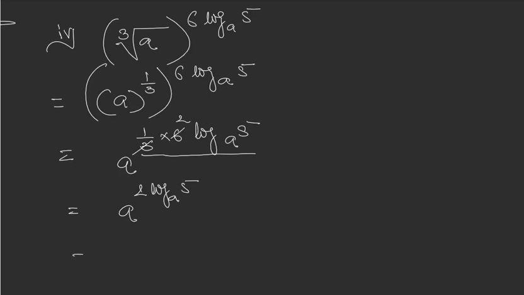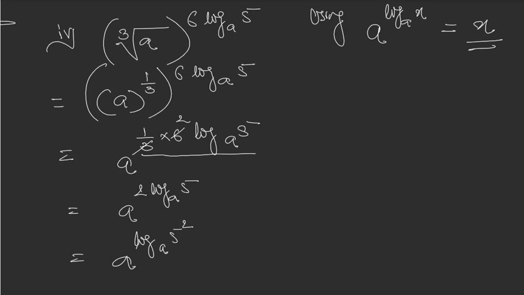Right? Now can you write it as a raised to log of 5 square to the base a? Now using, see I'm writing here, using a raised to log of x to the base a. Whenever you get this, what should be your answer? X directly, because the base over here is equal to the base of the logarithm which is in the power, right? So your final answer will be x.